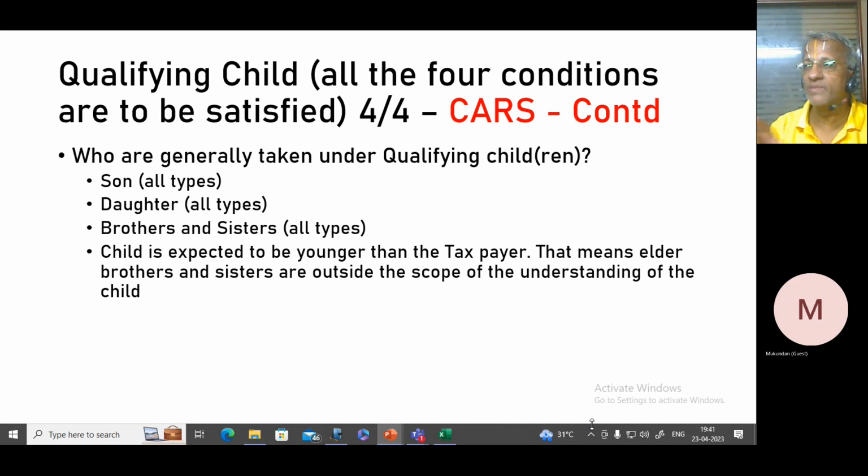What do you mean by all types? In the case of qualified widow or qualified widower, you get foster outside. Here you have to include it. So foster son, foster daughter, all are to be included as qualifying child. The next important thing is that brothers and sisters will also be taken up as qualifying child, which is not the case when it was taken up for discussion for qualified widow or widower. So always have the clarity, don't have the confusion.